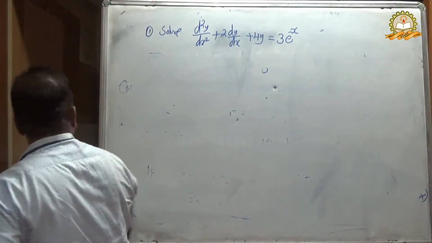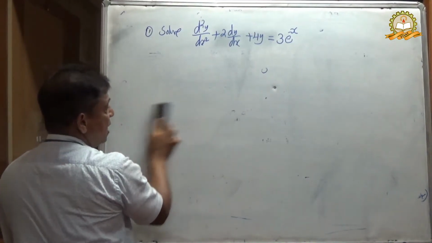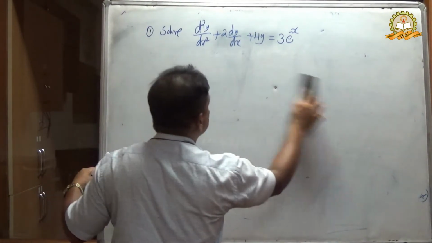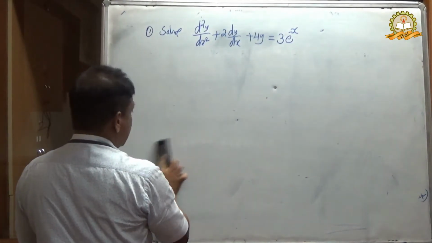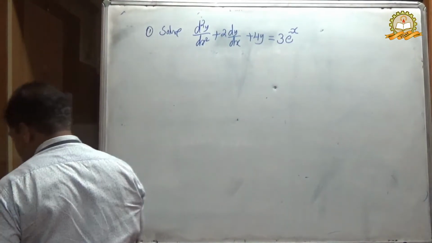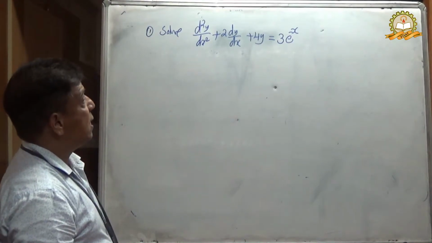This is a non-homogeneous linear ordinary differential equation of second order. We have to solve this equation. Here the solution contains two parts. One is the homogeneous part and another is the particular integral part.